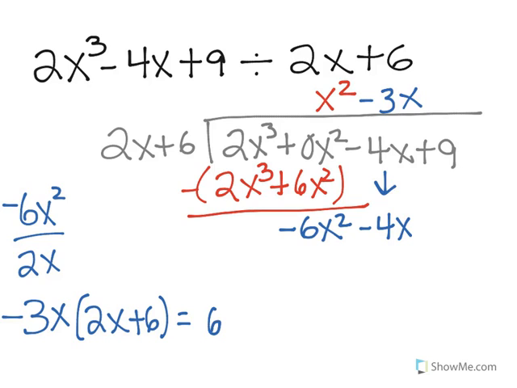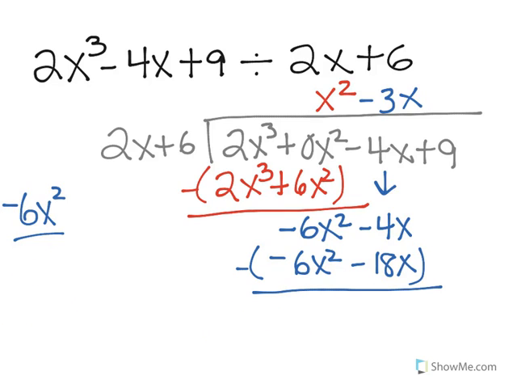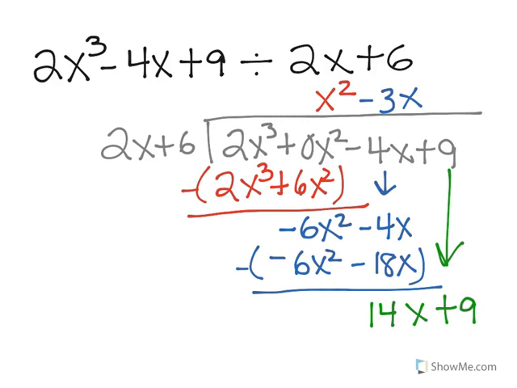Alright, then I take that and I multiply it through my divisor. And I get negative 6x squared minus 18x. Parentheses around the whole thing, and now we're going to subtract. Alright, now after I subtract, my 6x squareds cancel out, and then I get negative 4x minus negative 18, which is like saying plus 18x, so I'm going to be left with 14x. And we have one more term to bring down, this plus 9, and we're going to divide one more time. And we're going to do 14x divided by 2x, and we're going to get 7.